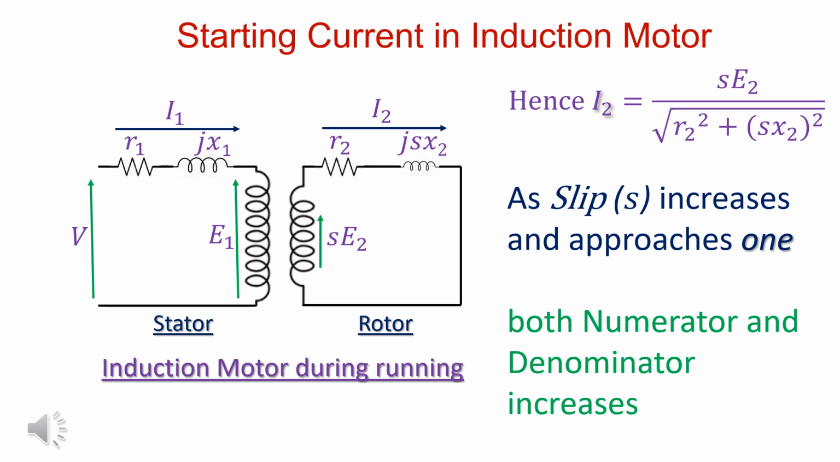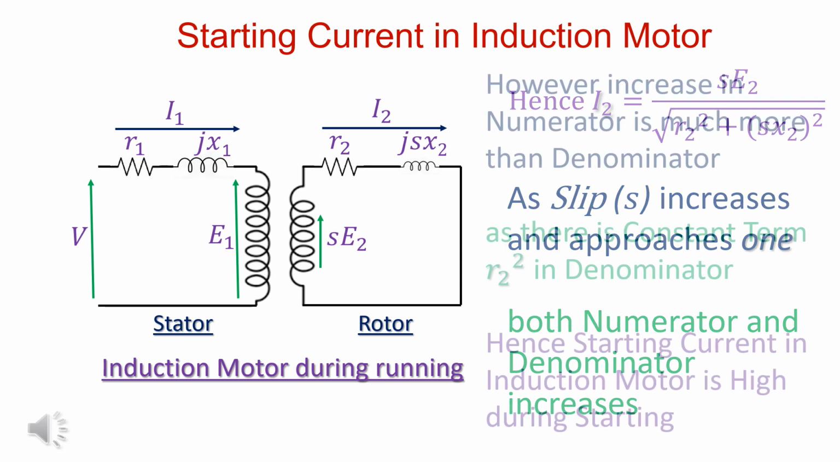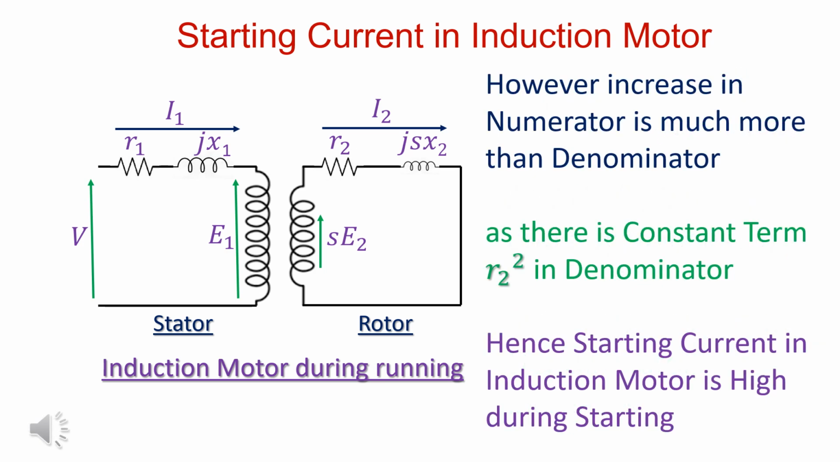As slip increases, both numerator and denominator increase. However, increase in numerator is much more than denominator. It is due to constant term R2 square in denominator. Hence, starting current is high in induction motor.